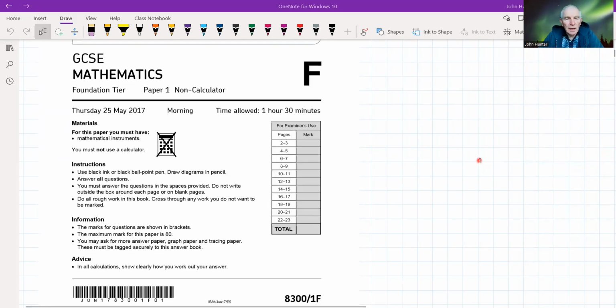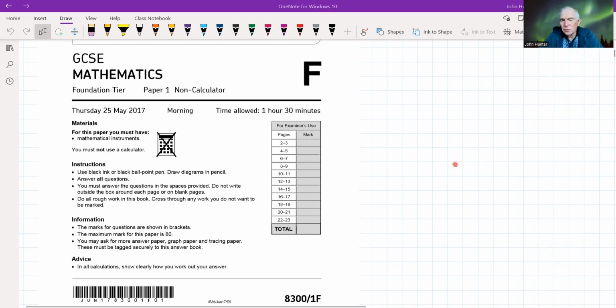Okay, this is a worked paper. It's a foundation paper, paper 1 from 2017. And so this is an AQA paper. So I'm not doing all the questions, just going through a selection of questions just to develop those particular topics, give you a bit more insight.